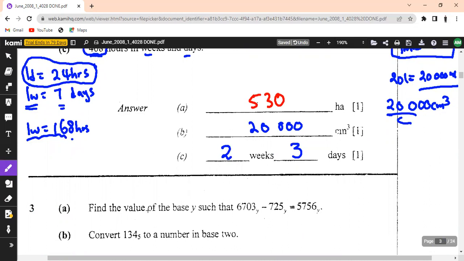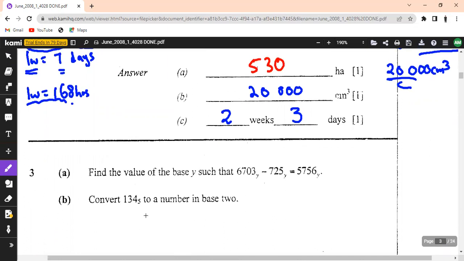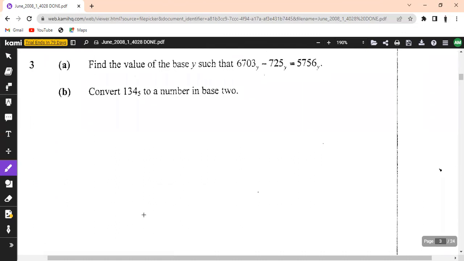Number 3, we are now given: find the value of y such that 6703 in base y minus 725 base y is equal to 5756 base y. Okay, so how do you attempt such type of equation? It is very, very important for you to understand the concept of bases when you are given number bases.